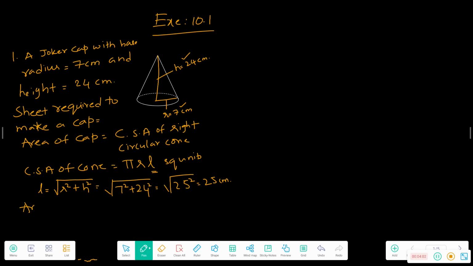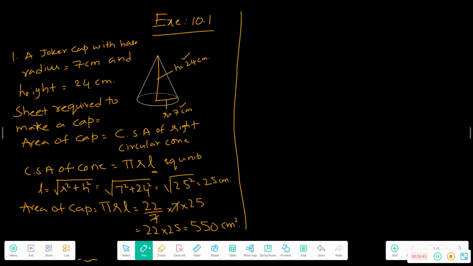Now area of cap is equal to pi r L, that is 22 by 7. We know that the value of pi is 22 by 7, and r value is given as 7 and L value we got as 25. So 7 gets cancelled, so we get 22 into 25, and it is equal to 550 centimeter square. But the requirement is we need to find area of the sheet required to make 10 such caps.